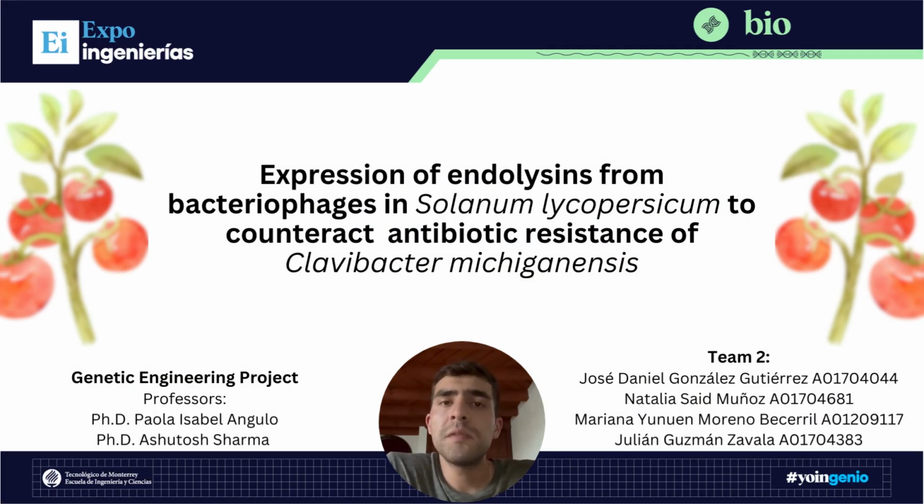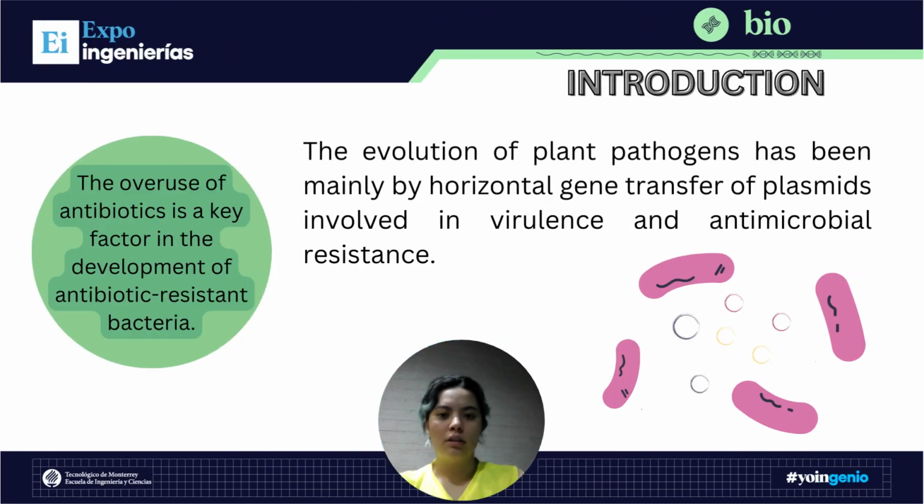Hello. For the class of Genetic Engineering project, we will talk about the use of the expression of endolysins from bacteriophages to counteract the antibiotic resistance of Clavibacter michiganensis. So, one of the main problems in the use of antibiotics in agriculture is that their misuse can promote resistance to pathogens present in the plant, and that resistance can disseminate through horizontal gene transfer between bacterial cells.